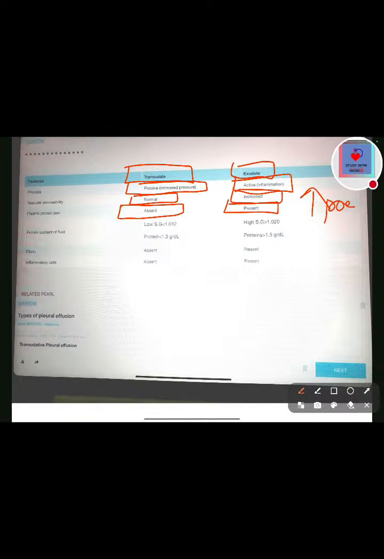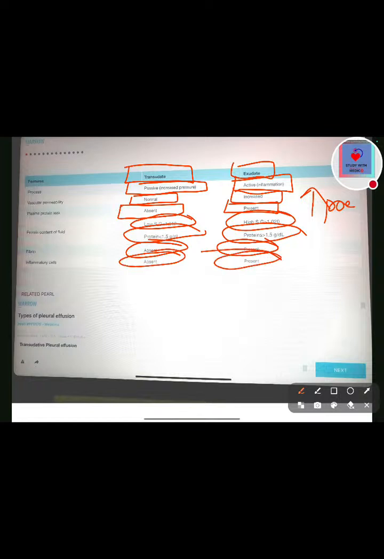Okay. Protein content of fluid: here low specific gravity, here high specific gravity because protein is there. Here protein is less than 1.5 gram per dl. Here proteins are more because the vascular permeability is increased. Here fibrins are absent, here fibrins are present. If it is an exudate, fibrins are present. Inflammatory cells are absent here, and present here.